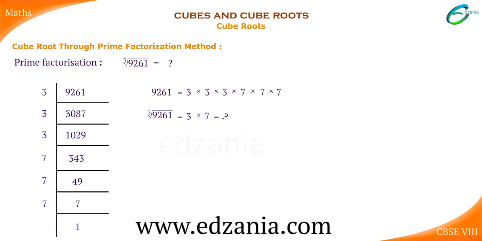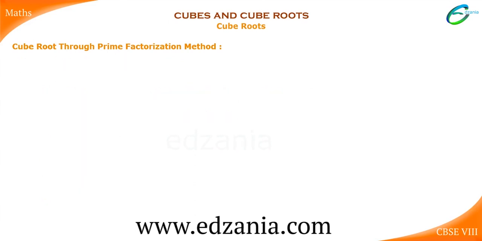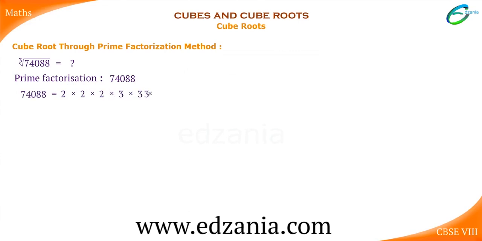What is the product of 3 and 7? 21. So the value of cube root of 9261 is 21. Let us solve for another cube root value, cube root of 74,088. The prime factorization of 74,088 is 74,088 equals 2 into 2 into 2 into 3 into 3 into 3 into 7 into 7 into 7.